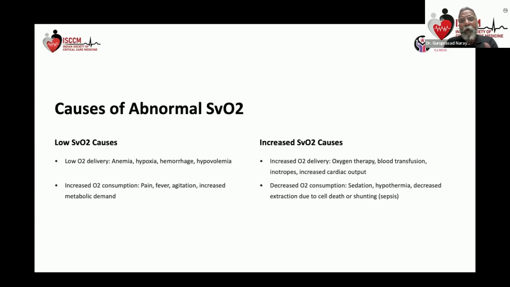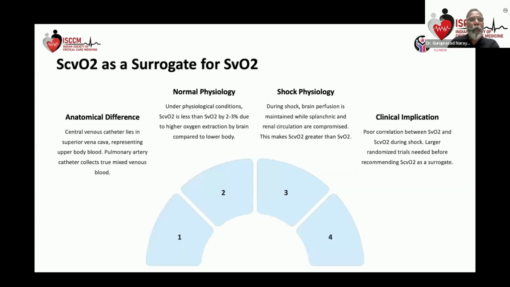But a decreased oxygen consumption can also lead to increased SpO2 in conditions like sedation, hypothermia, and decreased extraction due to cell death. So this is very important: you should never be happy just because the SpO2 is high. If the BP is fine, everything is fine, and the SpO2 is fine, but the lactates are high, that is not a good indication. That means there is cell death and the oxygen is getting shunted back without utilization.